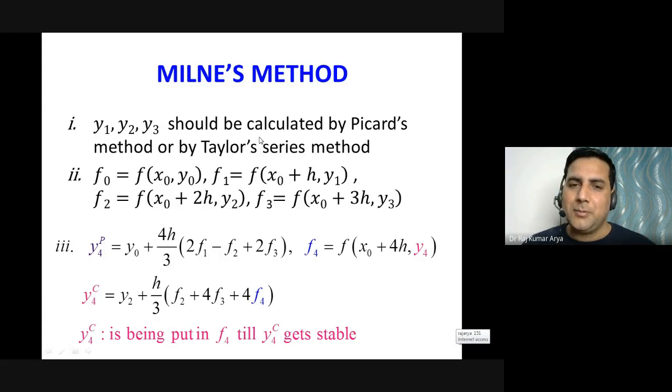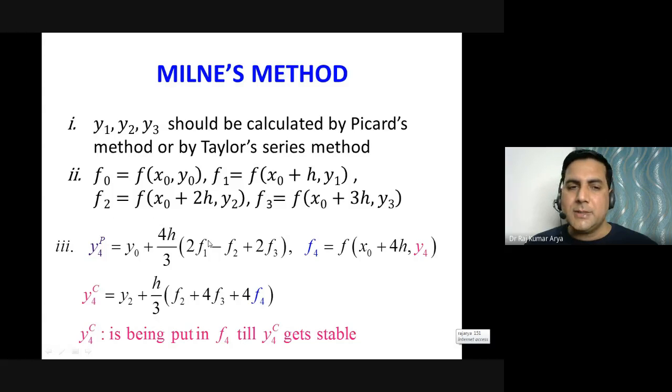Either you calculate them by Picard's method, Taylor series method, or Euler's method. Fine, so you will calculate that. Once you have calculated, you need the function values corresponding to x naught and corresponding to y1, so x would be x naught plus h. Then y2 at x naught plus 2h, then y3 at x naught plus 3h. You have these function values, practically four: f naught, f1, f2, f3.